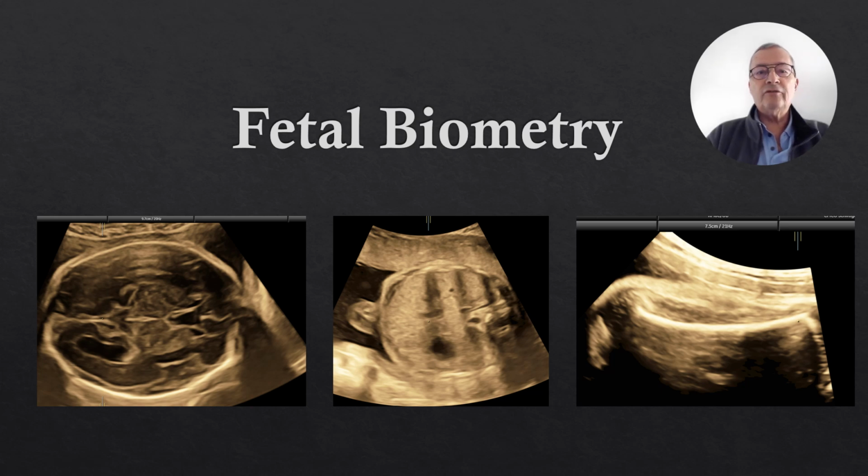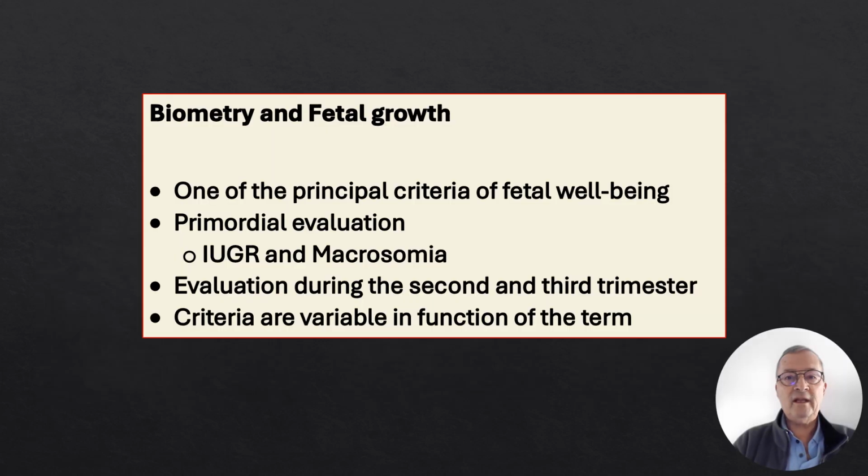This introduction to fetal biometry will help you better understand the criteria necessary for evaluating fetal growth. Fetal biometry is a key criterion of fetal well-being. It is primarily used to detect growth retardation and, to a lesser extent, macrosomia. The evaluation is conducted during the second and third trimester, and the criteria vary as a function of the term.